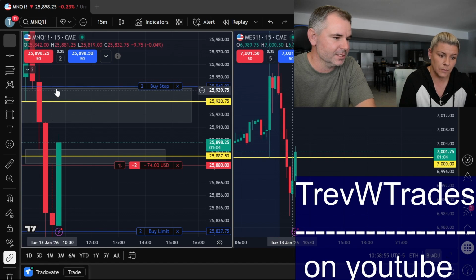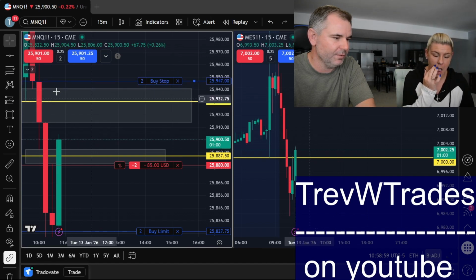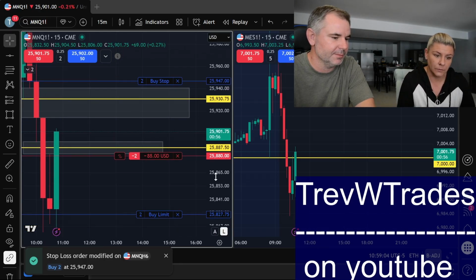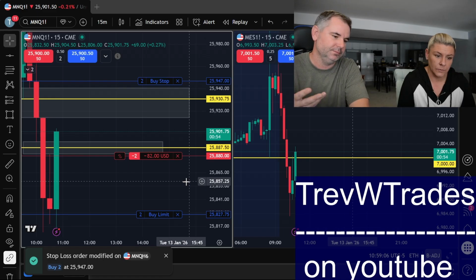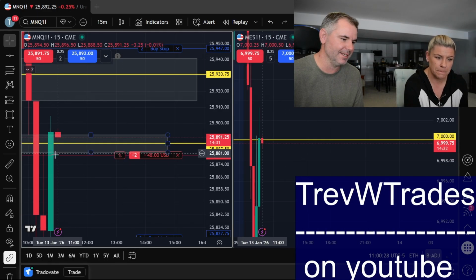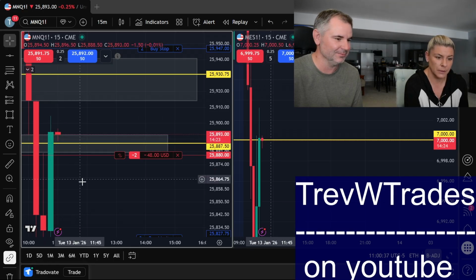My stop is going to be basically, well, I'm going to move it just above the body of this candle. And so I'm allowing myself to take about a $400 loss. I want it to come down and at least close this gap, right? Because we don't want us to come up and then hang around with a gap below us now, right? We don't want that.